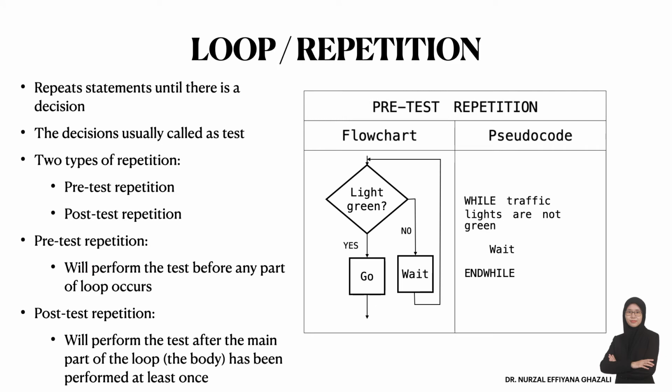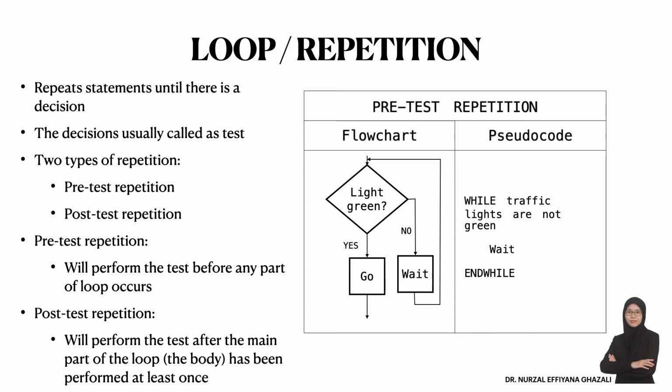Now, we look at the loop or repetition. The statement will be repeated until there is a decision. The decision is usually called a test. There are two types of repetition, which are pre-test repetition and post-test repetition.